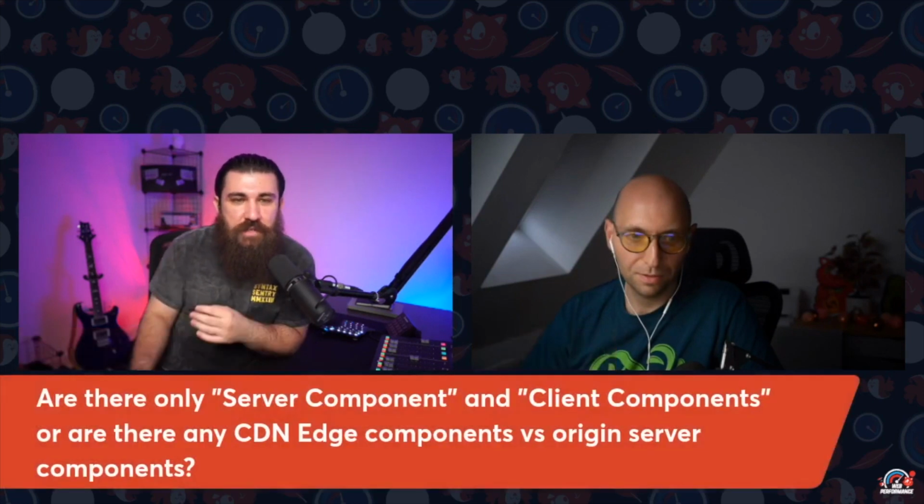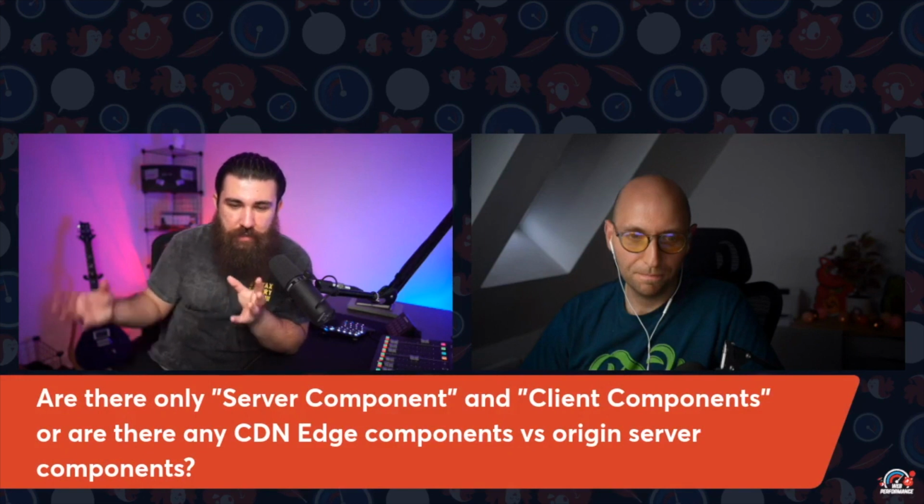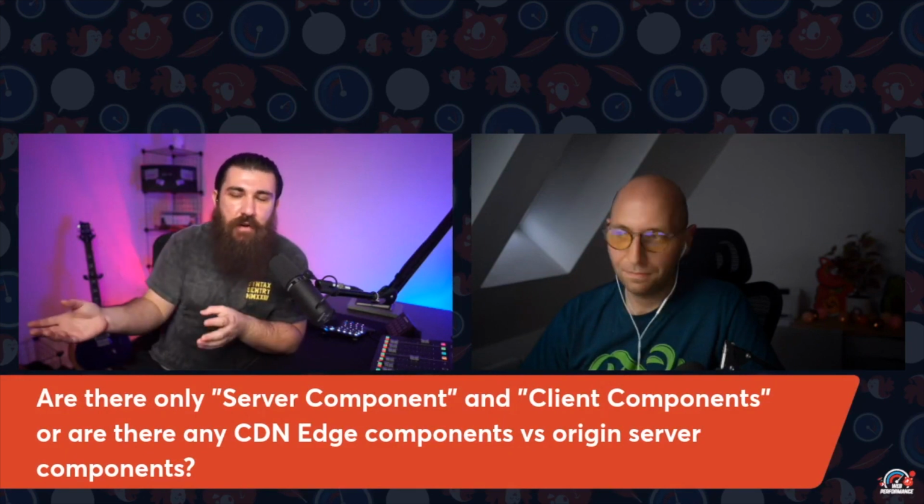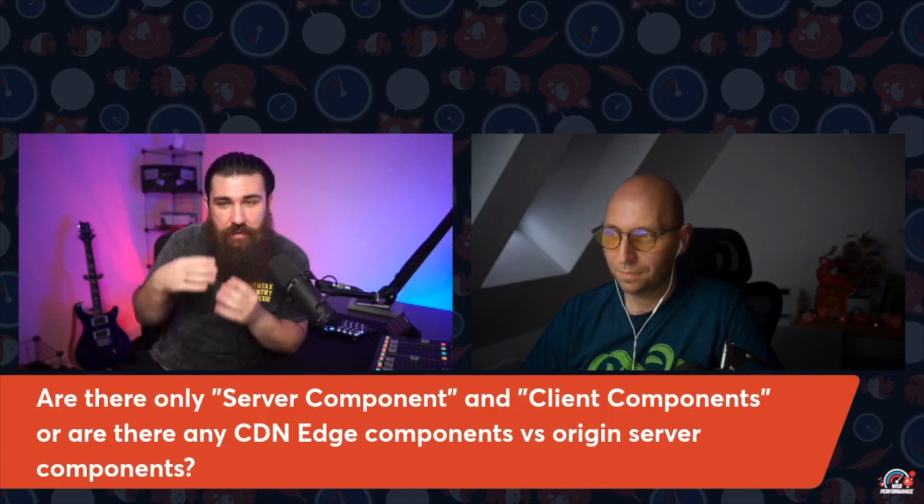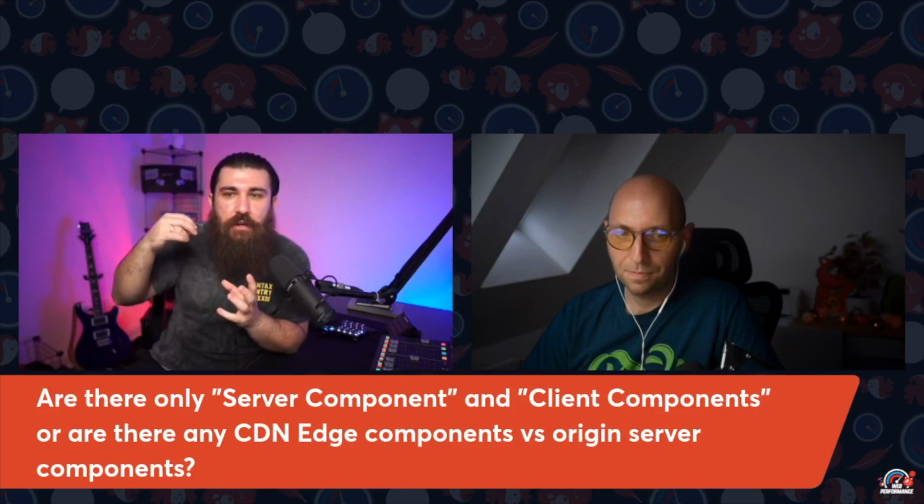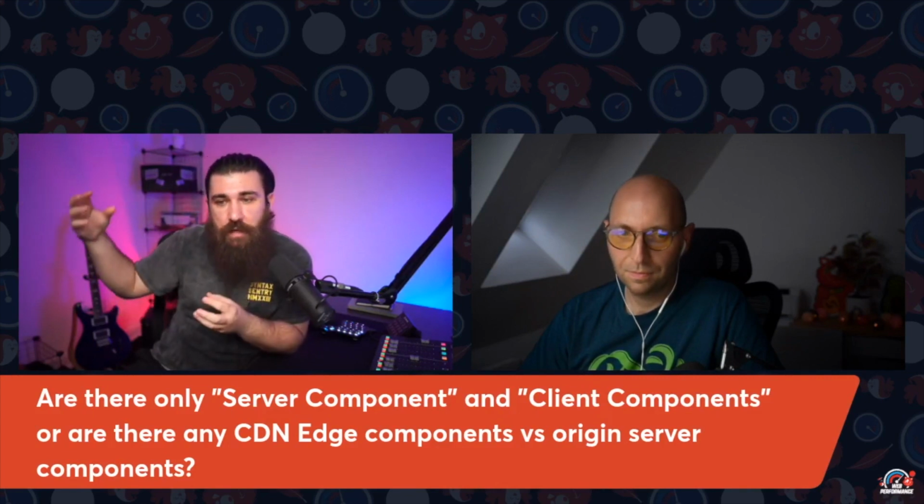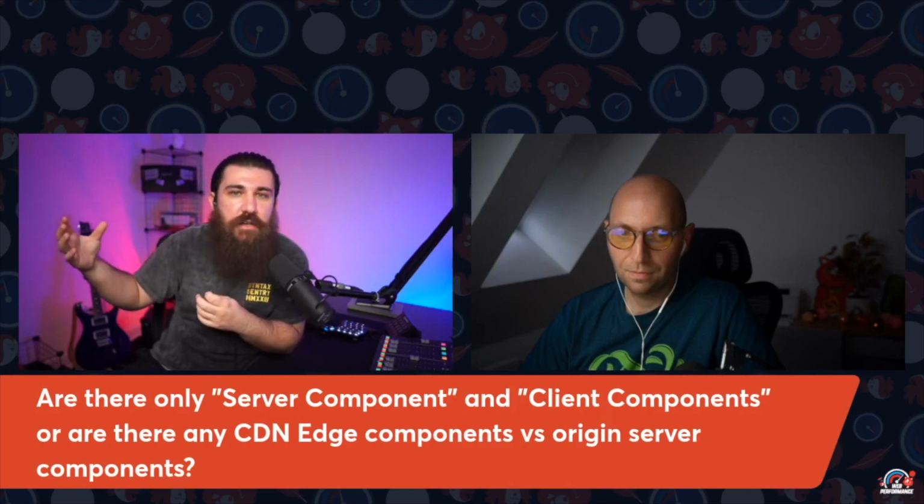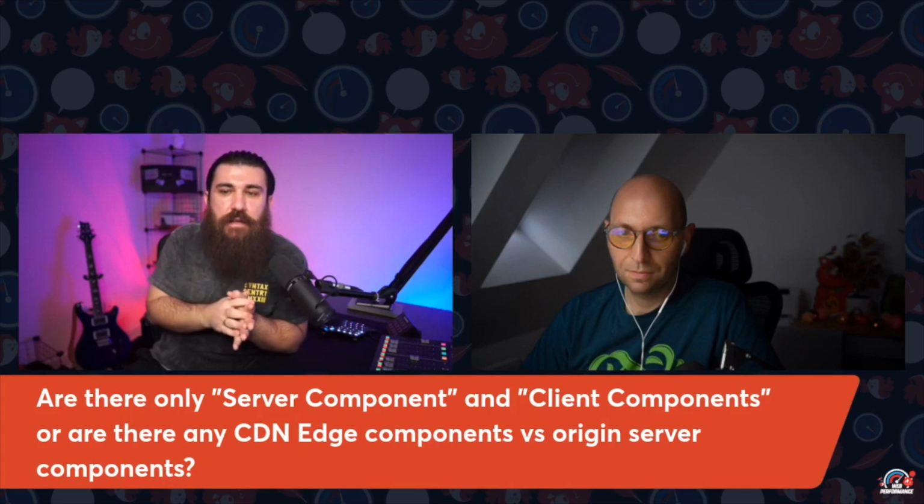Sergey is wondering, are there only server components and client components, or are there also CDN edge components versus origin server components? For example, in Next.js, there's a case where Next.js can pre-render some of the static server components at build time. If you host on Vercel, Vercel is going to distribute them on a CDN, so they will be served from a CDN, whereas the suspended or dynamic functions actually get invoked in serverless functions.